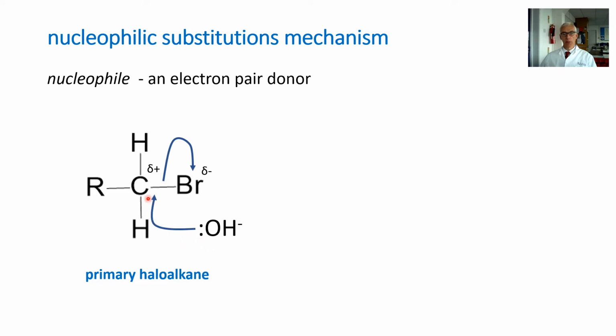is going to form a bond with the carbon. So could you predict the outcome of those two electron movements? Can you draw the structure that results from those two electron movements now?